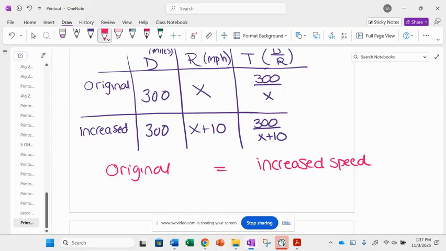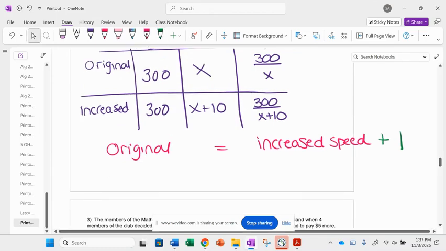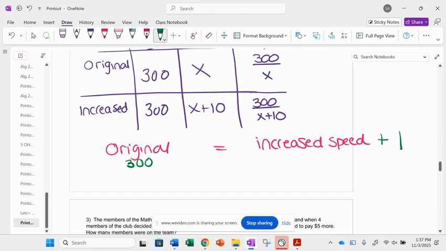So I'm going to add 1 to the increased speed time to make it equal the original speed time. So then we're going to have 300 over x is equal to 300 over x plus 10 plus 1. Everybody okay with how I figured out where to add that 1? Yes. Yeah, we just said that. Okay. It will still work out the same. I just like to add versus subtract.